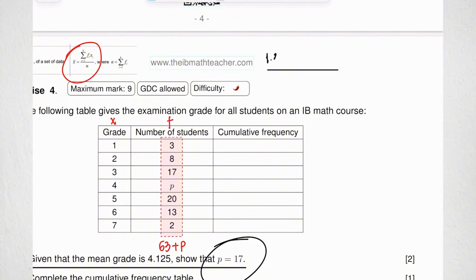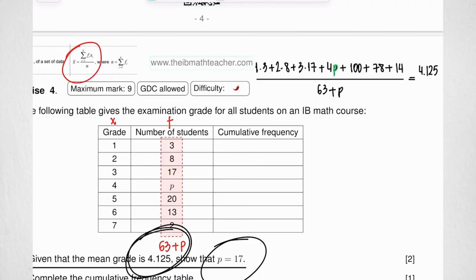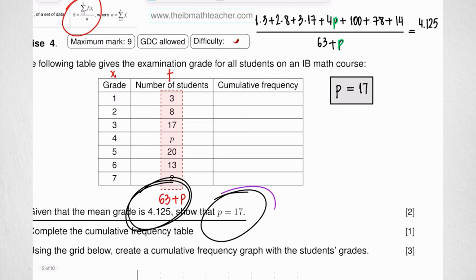Now we have 1 times 3 plus 2 times 8 plus 3 times 17. Then for P, 5 times 20, 6 times 13, plus 7 times 2, over 63 plus P. And that should be equal to 4.125. Now you can either solve it or use the numeric solver to solve this equation. And when you do so, and by the way, pay attention over here, you have P, which is the variable, both in the numerator and denominator. You should get P equal to 17, which of course we already knew.